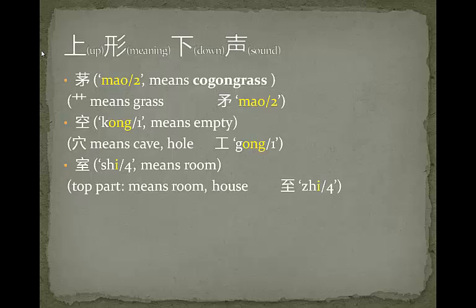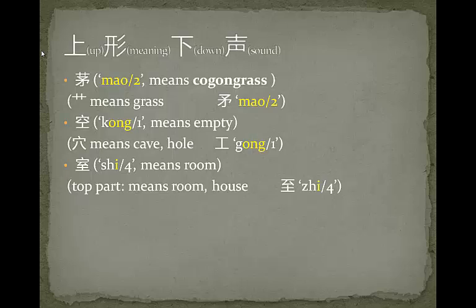So we borrow the meaning from this radical, and we borrow the pronunciation from 公, the lower part. Alright, last one, 室, fourth tone. It means room. The top part, we call it 宝盖头. It's a radical. It cannot be an individual character by itself. It means room or house.